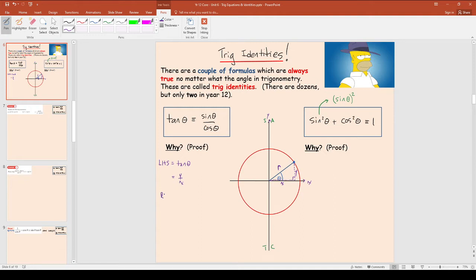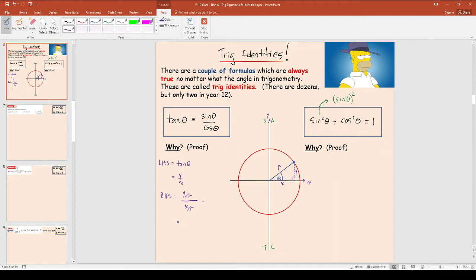What about the right-hand side? Well, the right-hand side is sine of theta over cos of theta. Well, what is sine of theta going to be? Well, it's SOH CAH TOA, so O over H. So sine of theta is y over r because it's opposite over hypotenuse, and cos of theta then is going to be x over r. Cool beans, buddies. Can you spot any way to tidy this up?